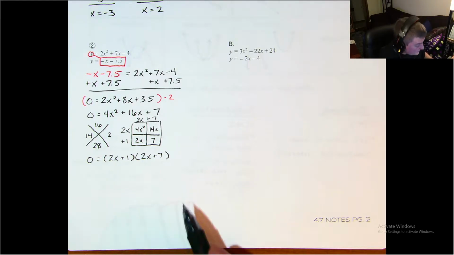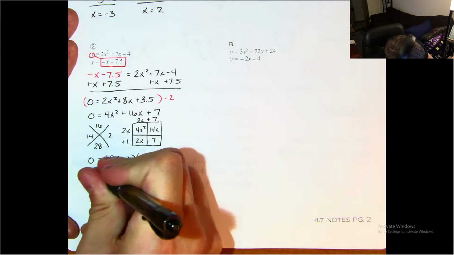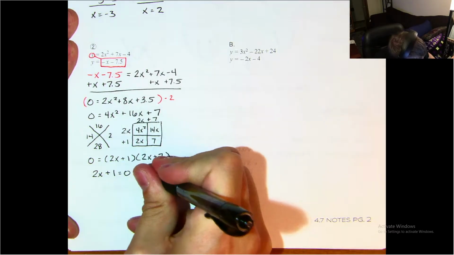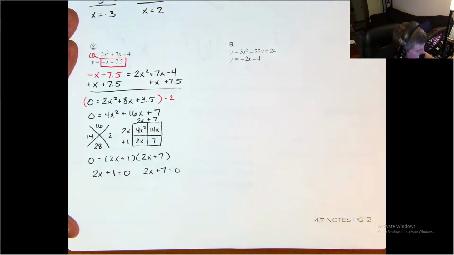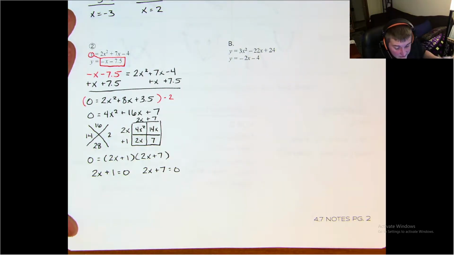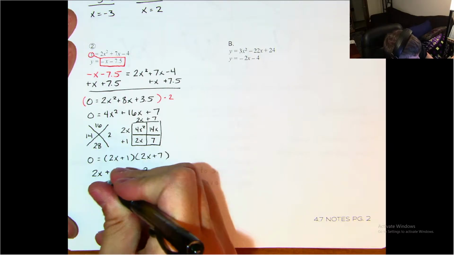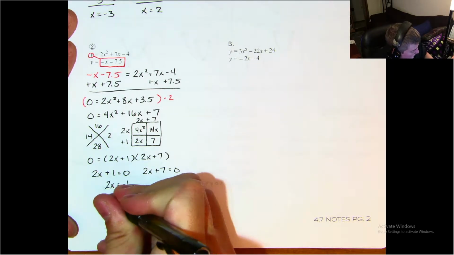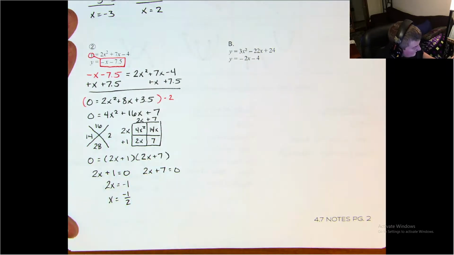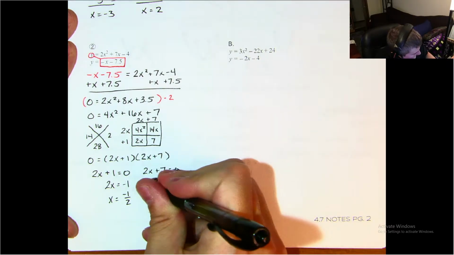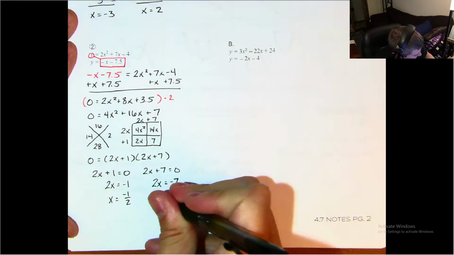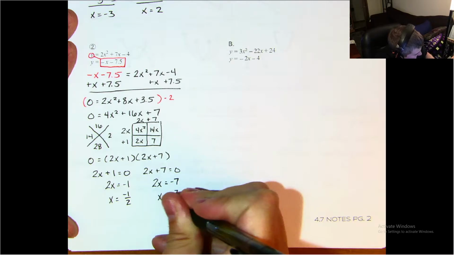Okay, and then I can set those equal to 0, each individual one. So 2x plus 1 is equal to 0, and 2x plus 7 is equal to 0. Okay, to find the x values, I'm going to have to subtract 1 here, so I get 2x is equal to negative 1. And then lastly, I'm going to have to divide by 2 to get x is equal to negative 1/2. Here, I would have to subtract by 7 to get 2x is equal to negative 7, and then divide by 2 to get x is equal to negative 7/2.